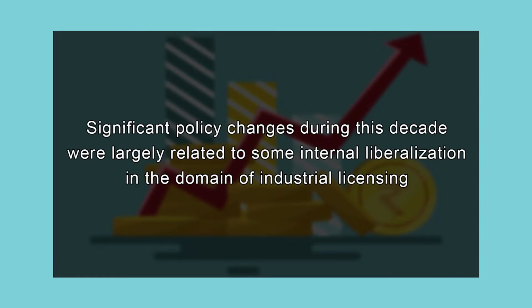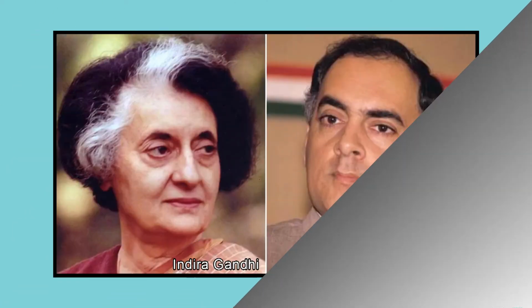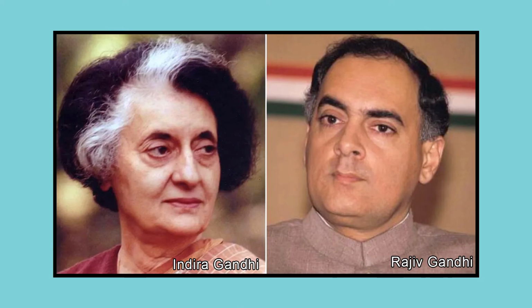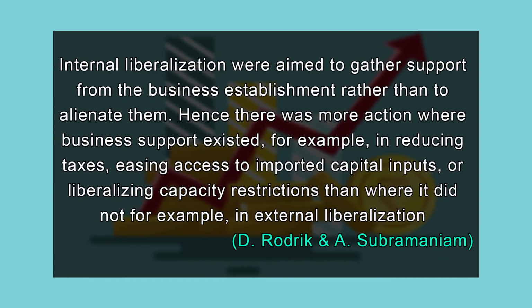Significant policy changes during this decade were largely related to some internal liberalization in the domain of industrial licensing. The limited nature of these changes, as well as the form they took, is best understood by appreciating the political logic of Indira's and later Rajiv's efforts. These were aimed to gather support from the business establishment rather than to alienate them. Hence, there was more action where business support existed, for example, in reducing taxes, easing access to imported capital inputs, or liberalizing capacity restrictions, than where it did not, for example, in external liberalization.